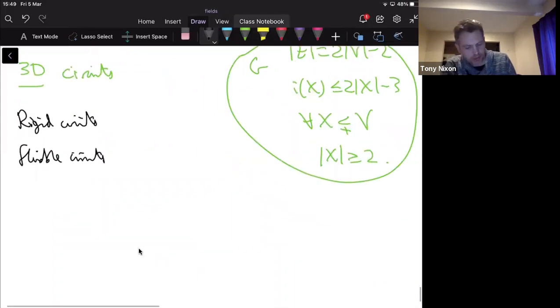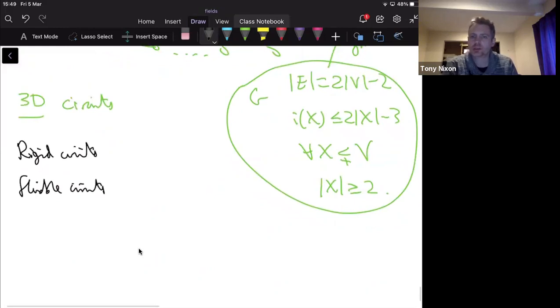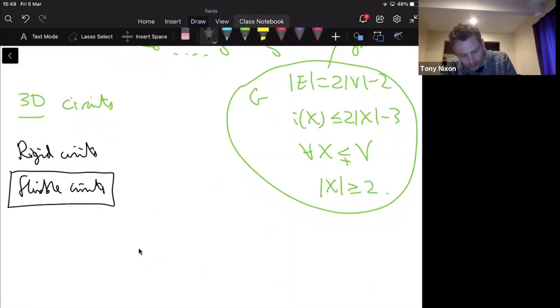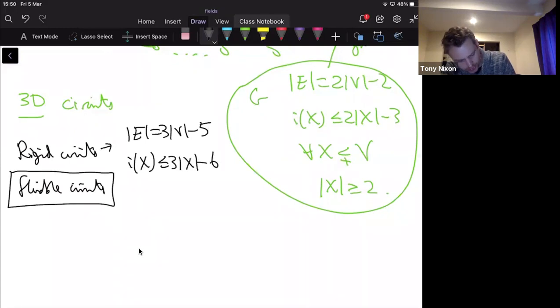And the flexible circuits, which do not exist in 2D, are one of the major reasons why we don't understand three-dimensional rigidity. So understanding and listing these would be great, and I'll say something about that in a moment. These ones, they're rigid circuits, so we know that E equals 3v minus 5, and I of x is at most 3x minus 6 for all proper subsets x of v with x at least 3.